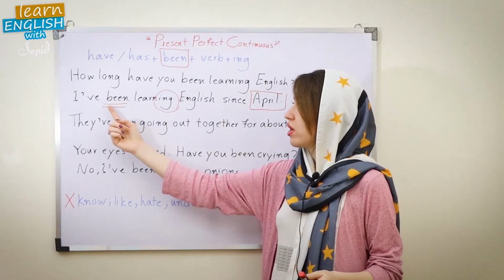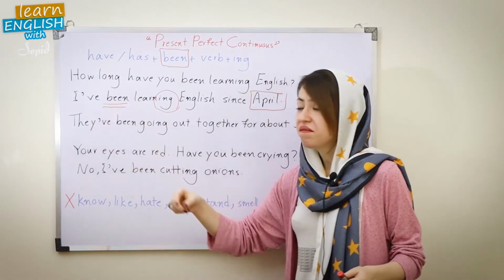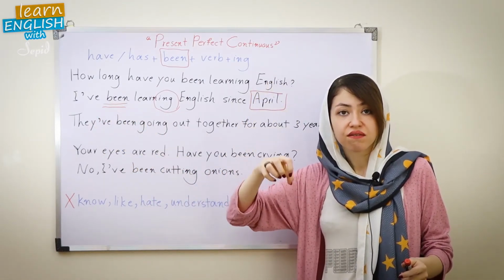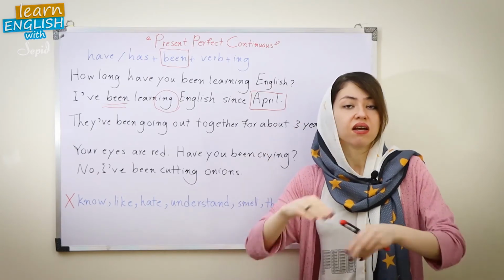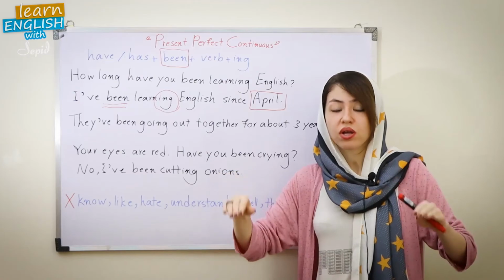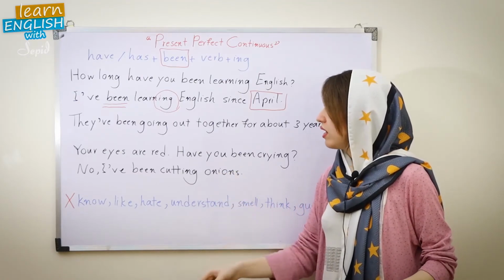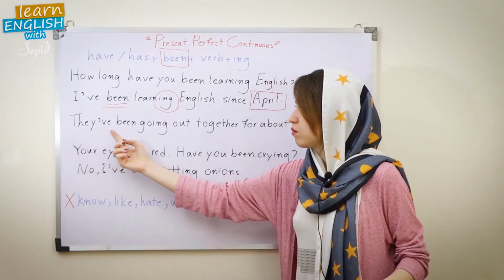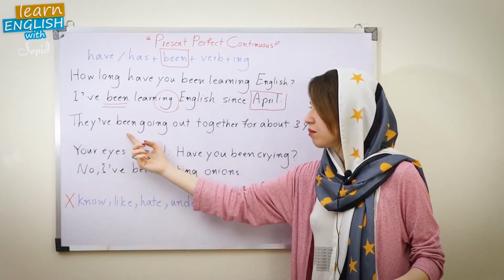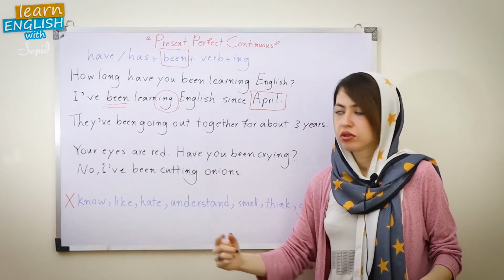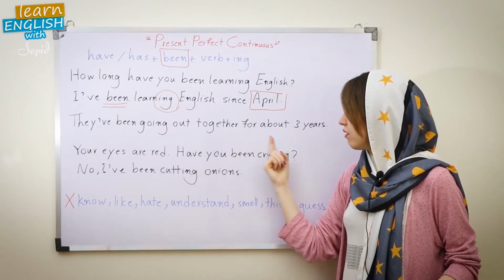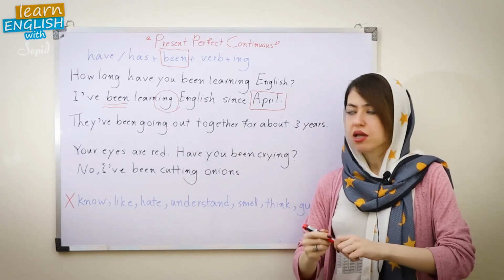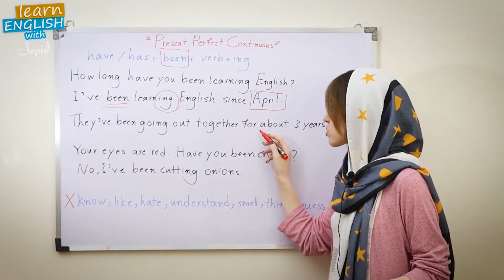So that's the point. We are emphasizing that we have done it continuously, constantly, with no pause, no interruption. So let's go to the next example. They've been going out. They've been going out together for about 3 years. Again, here we can use for as well.